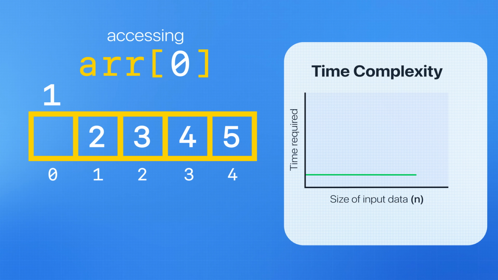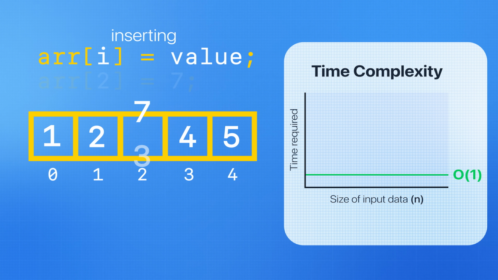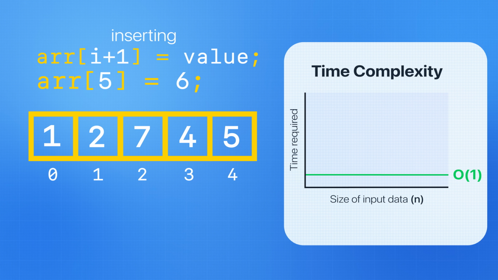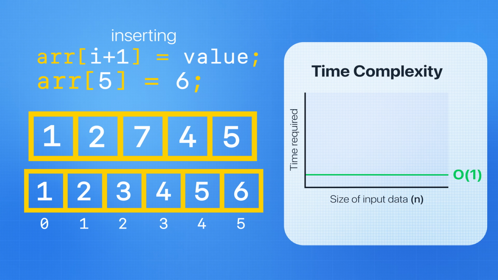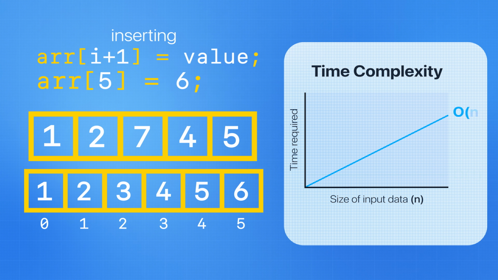In terms of time complexities, accessing any element by an index is an O of 1 operation, so it's super efficient. Inserting an element at a position is also O of 1 if you're simply replacing an existing item. But inserting a value beyond the array size requires creating a whole other array, which takes O of n time because you have to copy over a whole array.